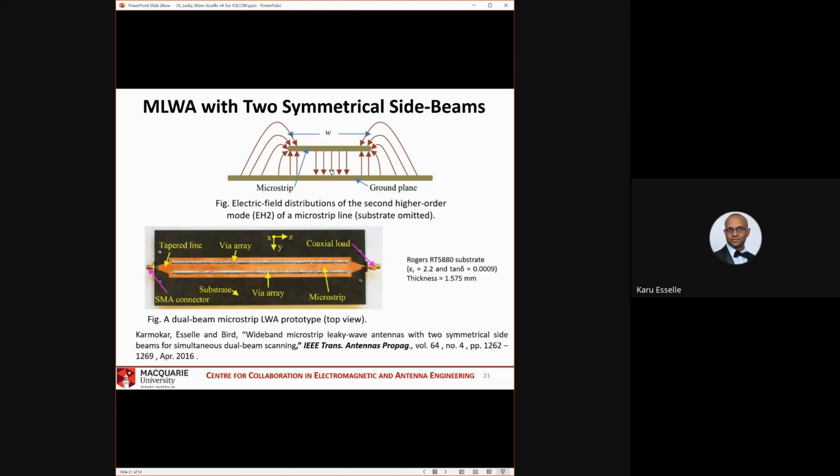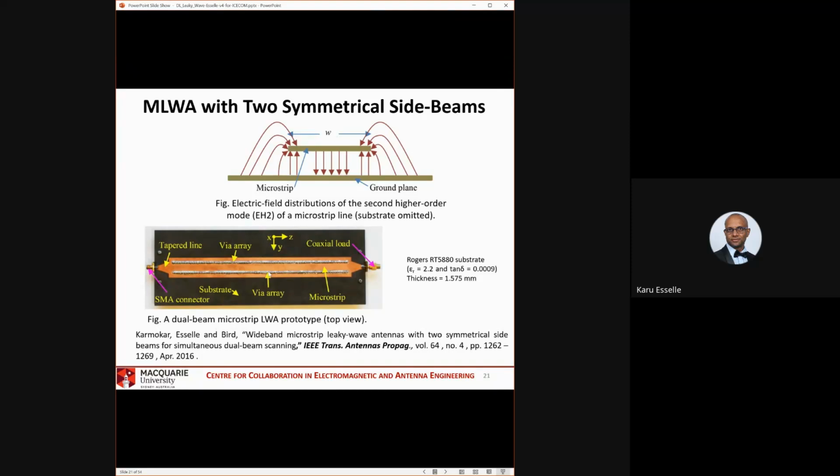The previous order, first order one has a null in the middle. This is the second order, so it's not the fundamental, it's not the first order, it is the second higher order, EH2 mode, that has more variation along the width, more field variation in the middle is going down, in the sides going up. So these two edges are like radiating edges, radiate.